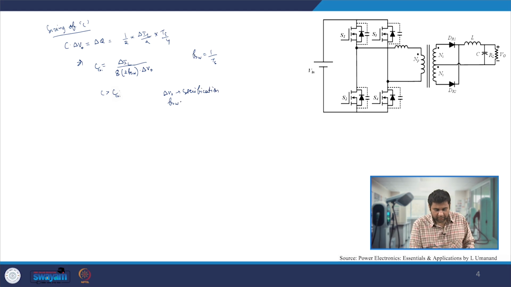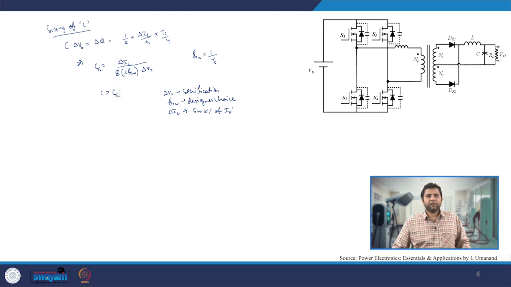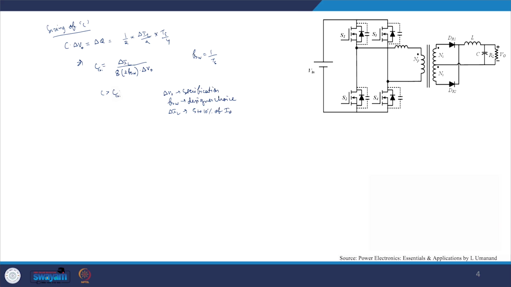FSW is the designer's choice, and delta IL is something which you will allow the current ripple, generally 5 to 10% of I naught. So using this we can easily size our capacitance value in this full bridge converter. So let us try to see how we can size our inductor as well.